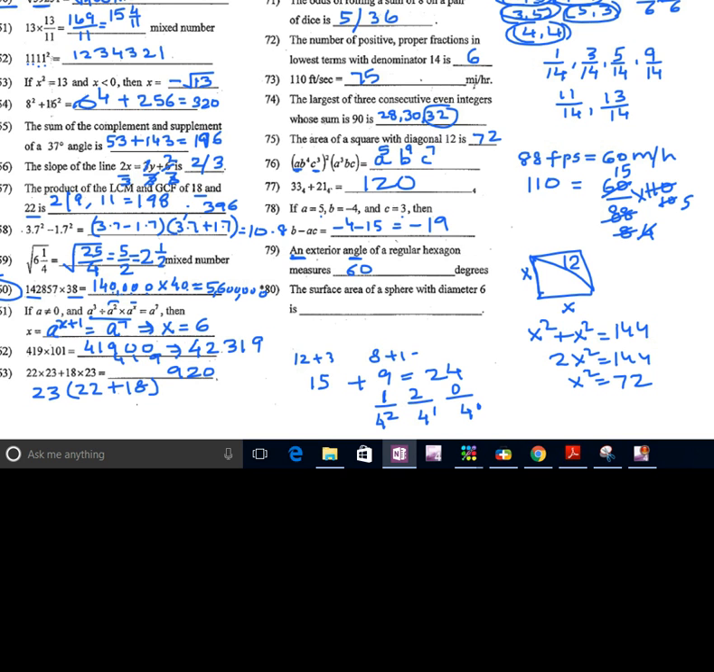The surface area of a sphere with diameter 6. And again, this is an approximate answer. So the surface area of a sphere is 4 pi r square. So the radius in this case is 3. So 3 square is 9. 9 times 4 is 36. So this is 36 times pi. The value of pi is 3.14. So if I multiply 36 times 3, that is 108. So this will be slightly over 108. So let's say we write the answer as 110. That should be close enough.